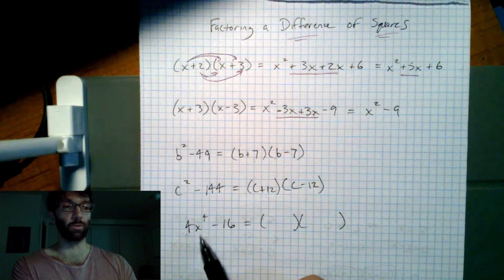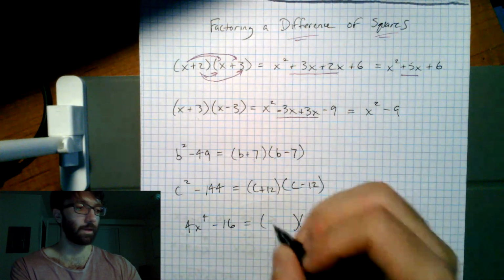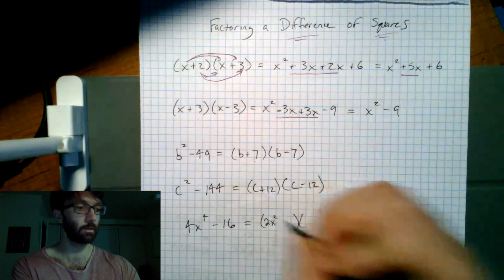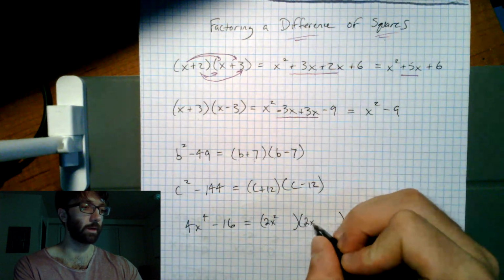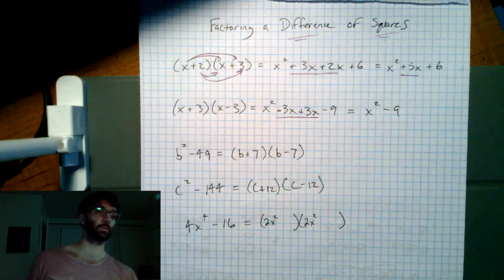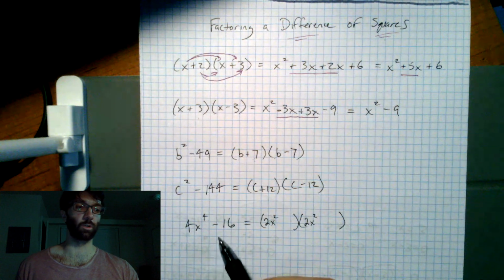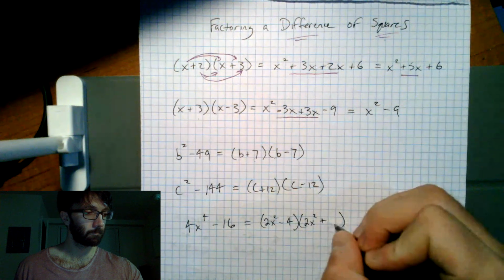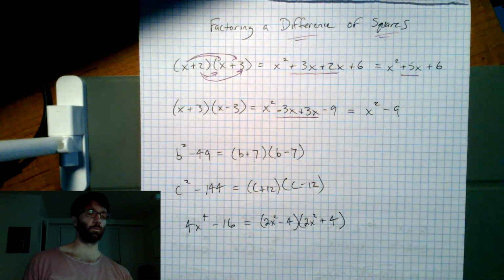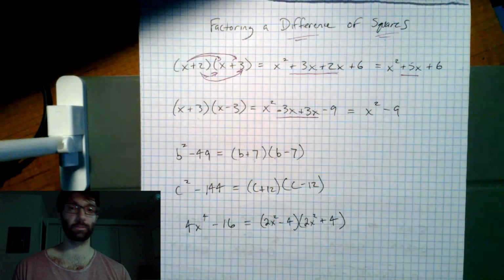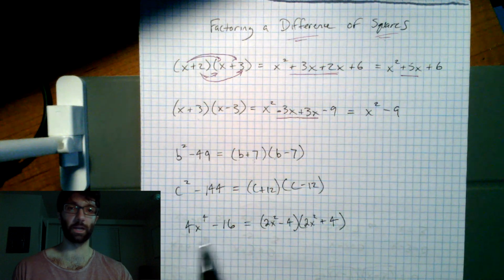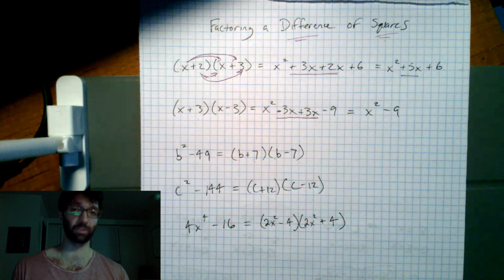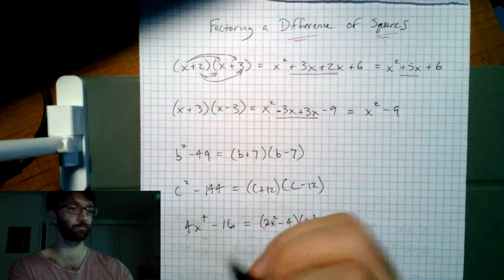Now the square root of 4x to the fourth, I know is 2x squared. So I'm going to put 2x squared into each set of parentheses. And then of course my plus or minus 4. Alright, so this factoring process works even if your binomial is not quadratic. As long as it's a difference of squares, it'll work. And we'll do one more for good measure.